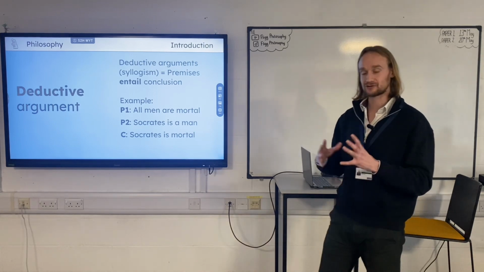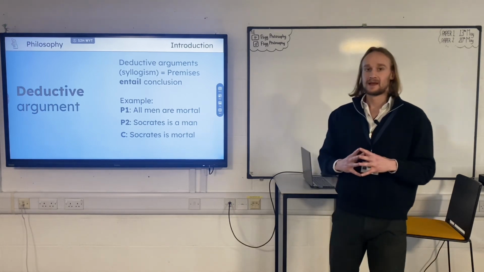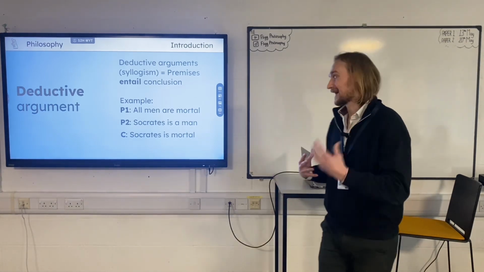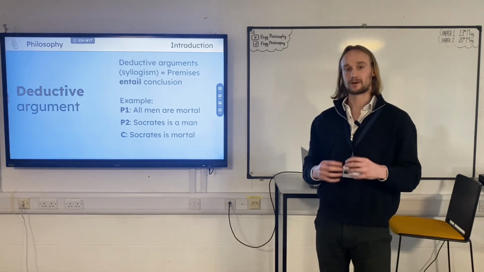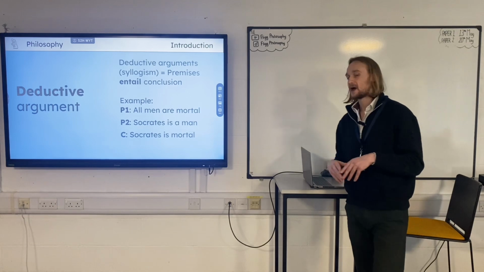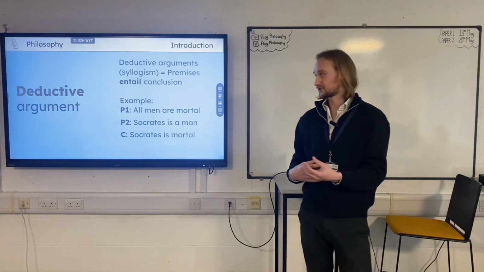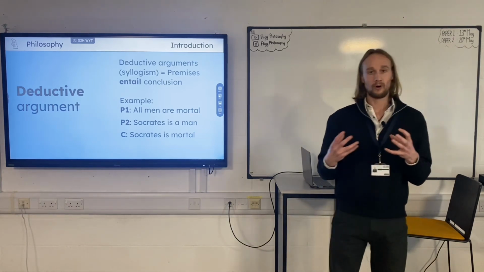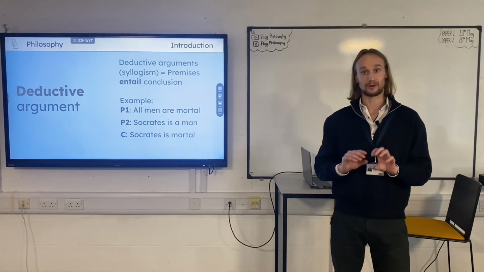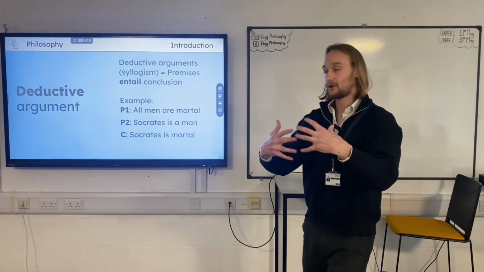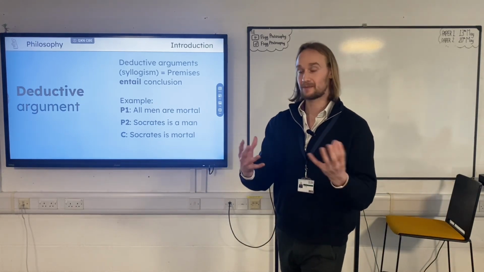A deductive argument is the strongest form of argument, and these are also known as syllogisms. A deductive argument is where the premises entail the conclusion. Now what this means is if the premises are true, then the conclusion has to be true. A premise is basically just the point that you're making to support your conclusion. So when you're making an argument in philosophy, all you're doing is trying to prove a thesis or trying to prove a statement that you want to make, i.e. your conclusion. And every point you make ought to try to prove or convince other people of your conclusion. And that's what the premises are.